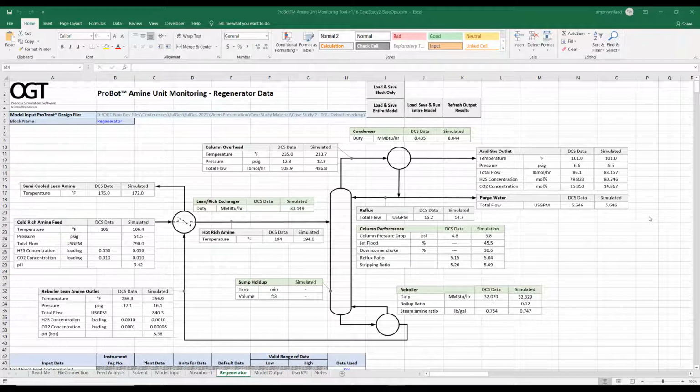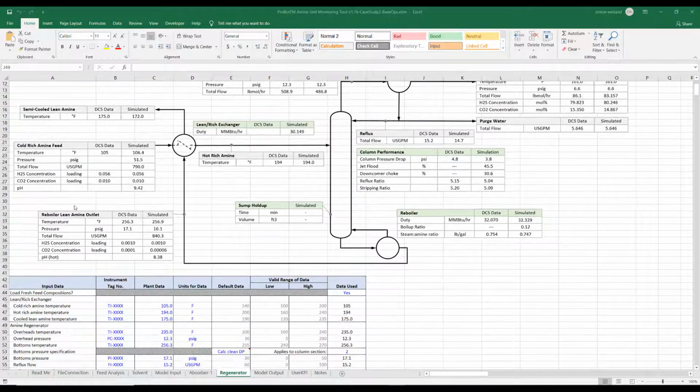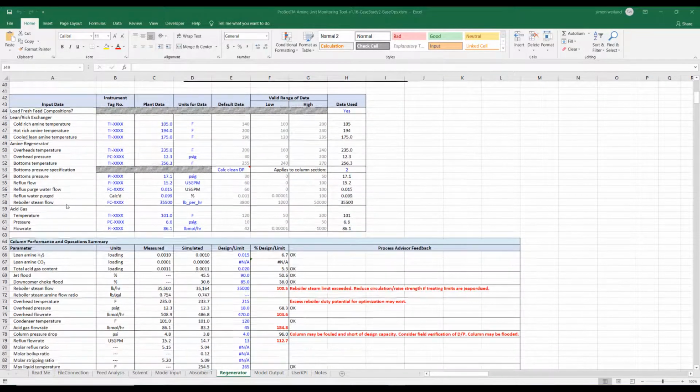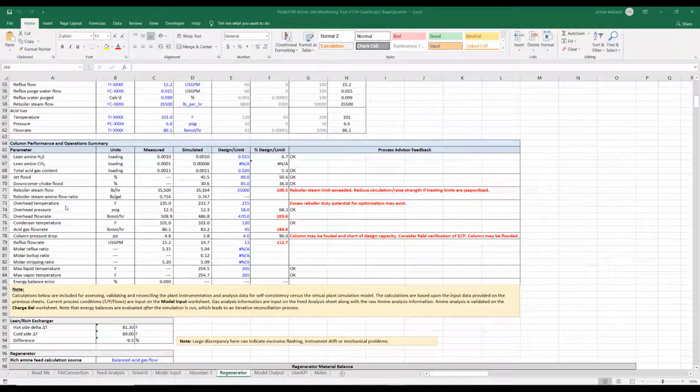Moving on to the Regenerator tab, we have a similarly laid out sketch with data comparison. For the sake of time, we will focus on the process advisor and what it has to say about the plant. There are several areas that the advisor flagged to take a look at. First, we can see that the system exceeded its design limits and is running beyond the design reboiler steam limit. It is also noted that the reboiler duty has room for optimization and that the column may be fouled or short of design capacity. Reflux flow has also exceeded the design limit.